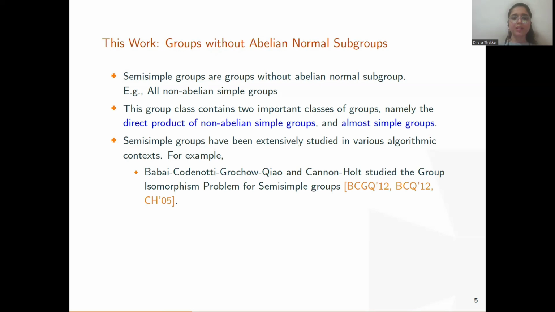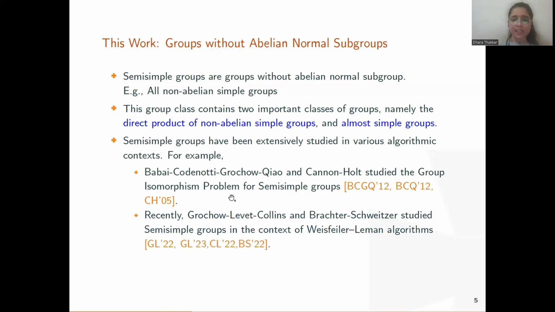For example, it is known that there is a polynomial time algorithm for the group isomorphism problem when the groups are semi-simple groups. Also, recently, people are studying Weisfeiler-Leman algorithms in the context of the group isomorphism problem, and there they have used semi-simple groups a lot. So this is an interesting class if we want to study some group theoretic algorithms.